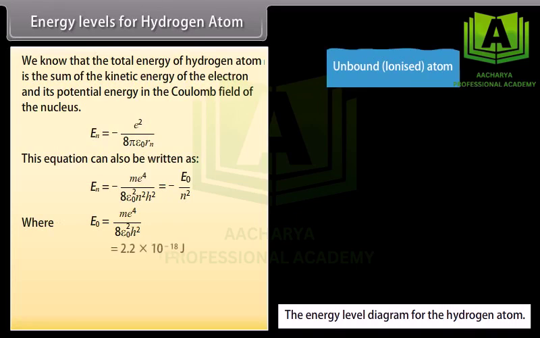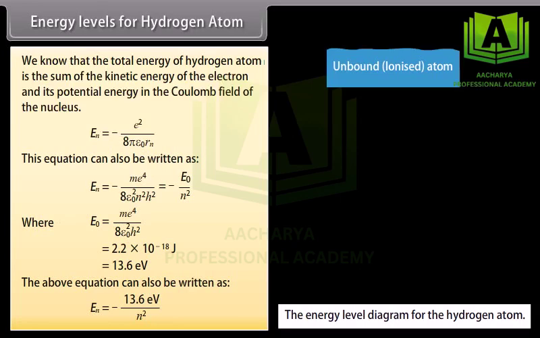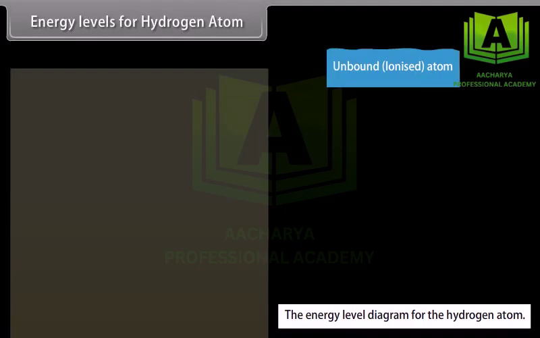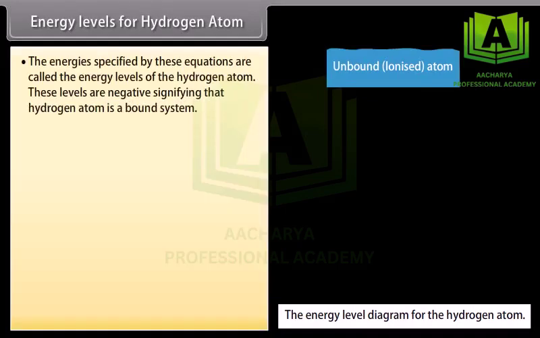En equals 2.2 into 10 raised to the power minus 18 joule, which is equal to 13.6 electron volt. The above equation can also be written as En equals minus 13.6 upon n square electron volt. The energies specified by these equations are called the energy levels of the hydrogen atom. These levels are negative, signifying that the hydrogen atom is a bound system.